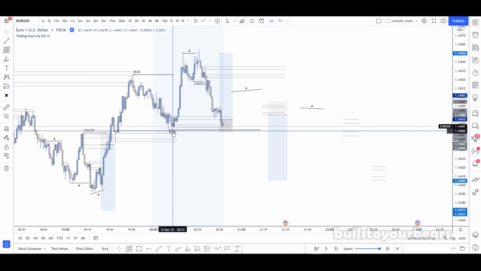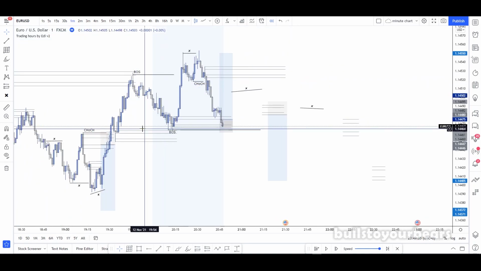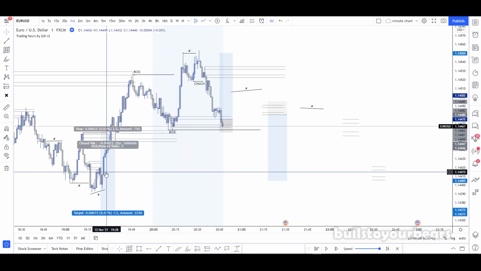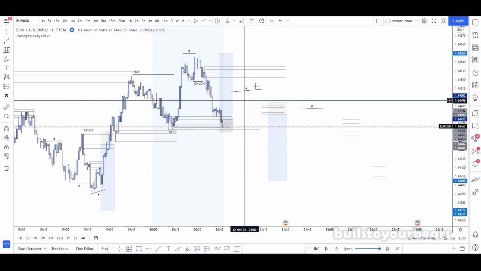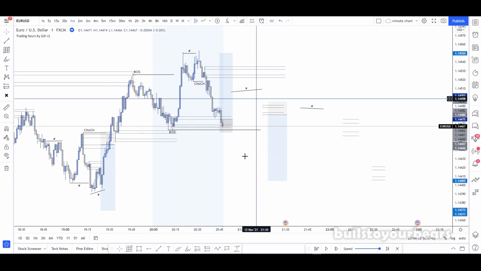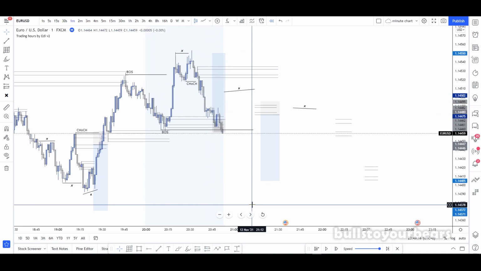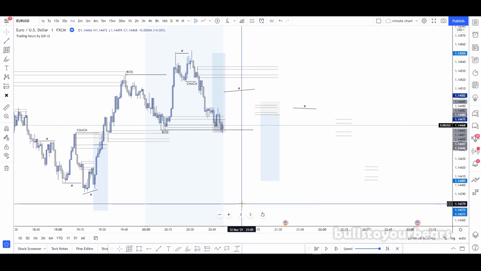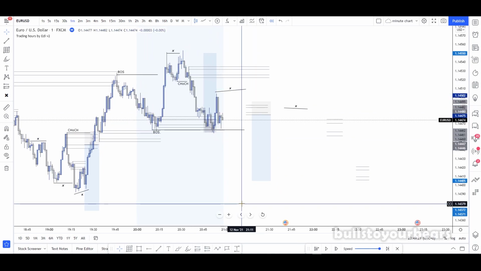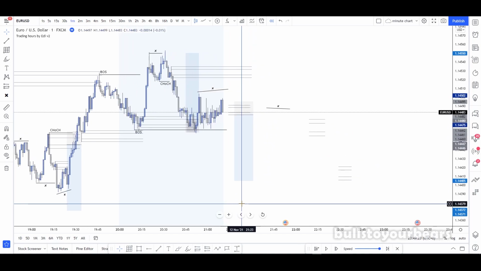We see a pullback. I took this as a mitigation though, to be fair, to go higher, and that is when my ideal bullish order flow came in. Makes me want to take this trade. And then here you can see a reaction, and then unfortunately I got stopped out here. Then we see price goes higher.